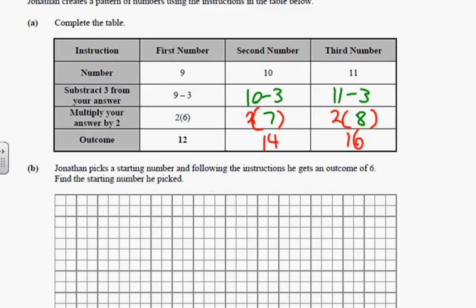John picks a starting number and follows the instructions, he gets an outcome of 6. Find the starting number he picked. Okay. Let's generalise this. Are you ready for this?